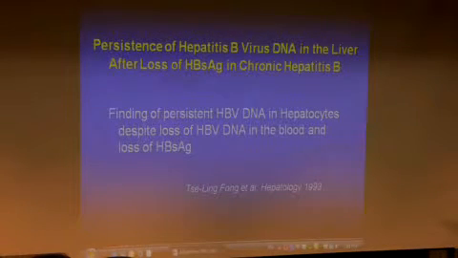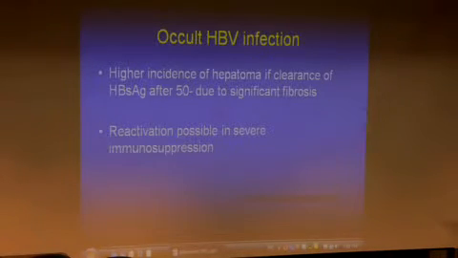Now, there's recently a lot of talk about this occult hepatitis B because if you look at the liver, you find persistent hepatitis B DNA in the hepatocytes. And if you do some special blood tests on PCR, you can actually find a low level of DNA in the blood. Now, the problem with these patients is that there is a slightly high incidence of hepatoma, especially if they clear after the age of 50, because the fibrosis is significant.